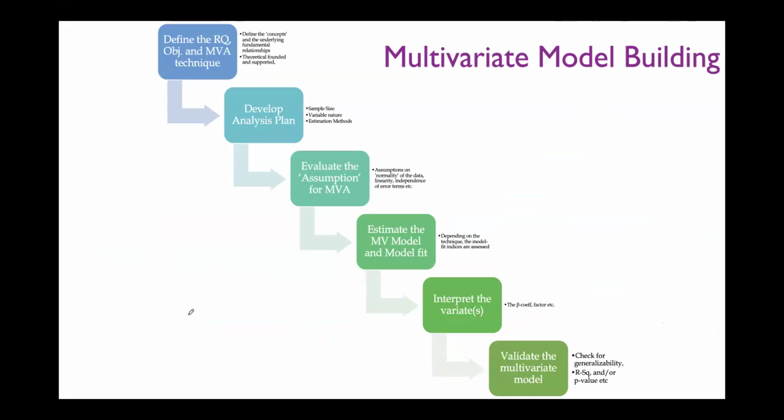Now, multivariate model building. So how do we build a multivariate model? First, we define the research question, the objectives, and the multiple variable analysis technique that we are going to use. Now, what does defining the research question mean? First of all, we need to define the concept that is fundamental to the relationships. If anyone remembers my first lecture on OB, on positive psychology, there I said it's very important for us to define a concept, and that concept would be an operational definition or a theoretical definition, whichever you want to adopt.